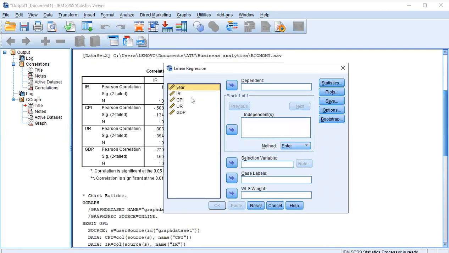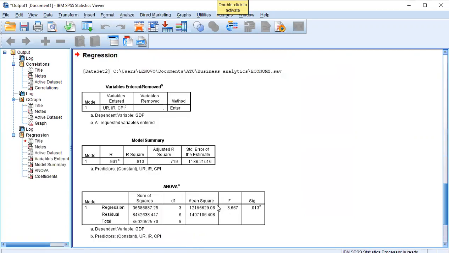And then we select our dependent to be GDP in this case. Let's have IR and the other predictors in there. For now, we are not going to do any prediction. We want to see how the model fits the data. So let's run it and see the output.